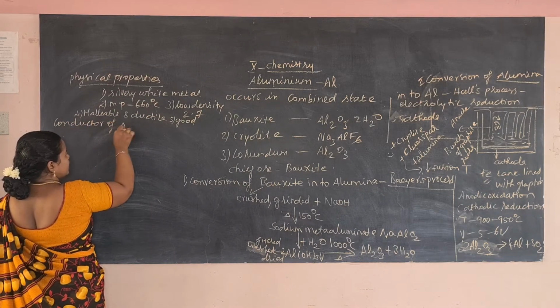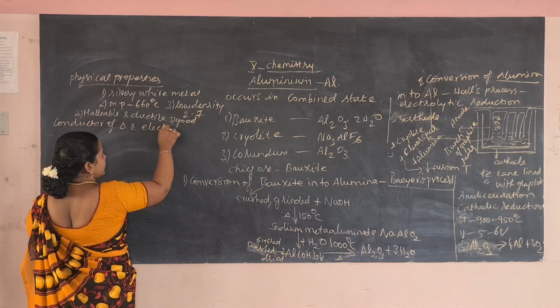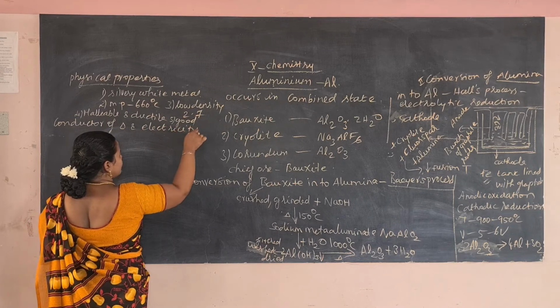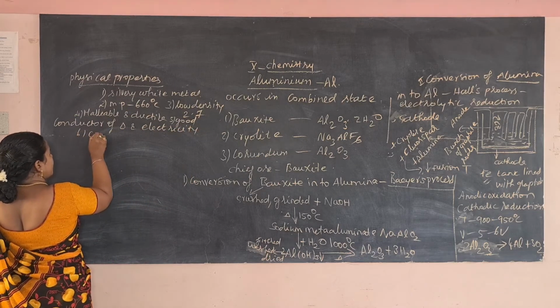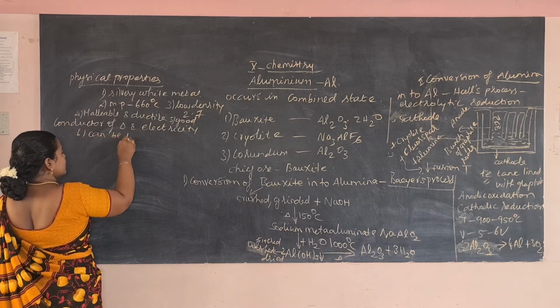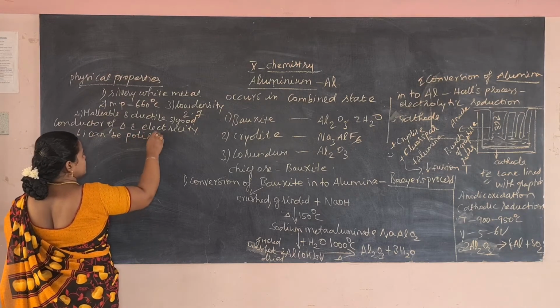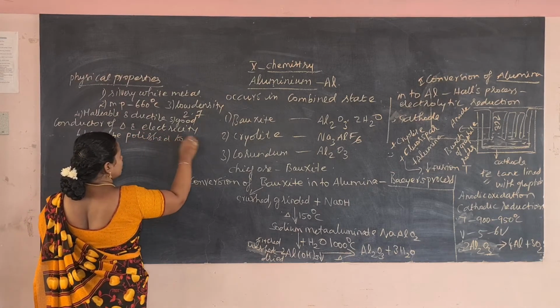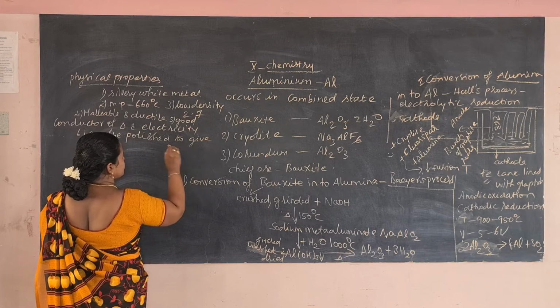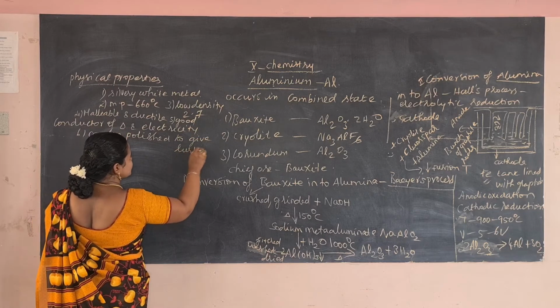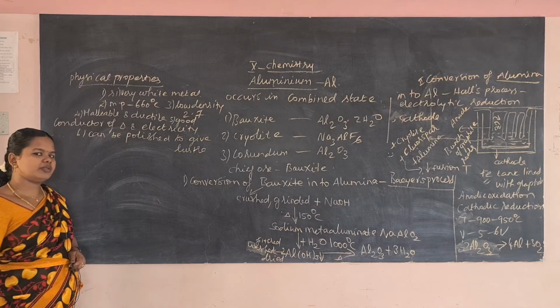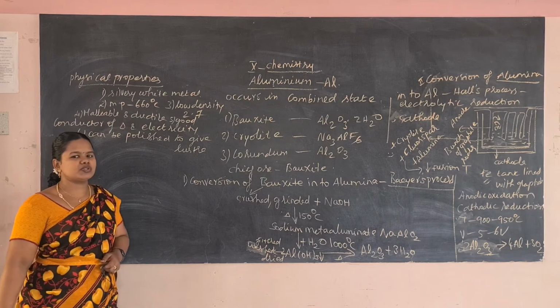Good conductor of heat and electricity, and it can be polished to give a bright appearance. When you polish aluminium, it will look like silver. It can be polished to give a bright appearance, to give luster, that is shiny appearance. So all the properties of metals will be applicable to this aluminium.